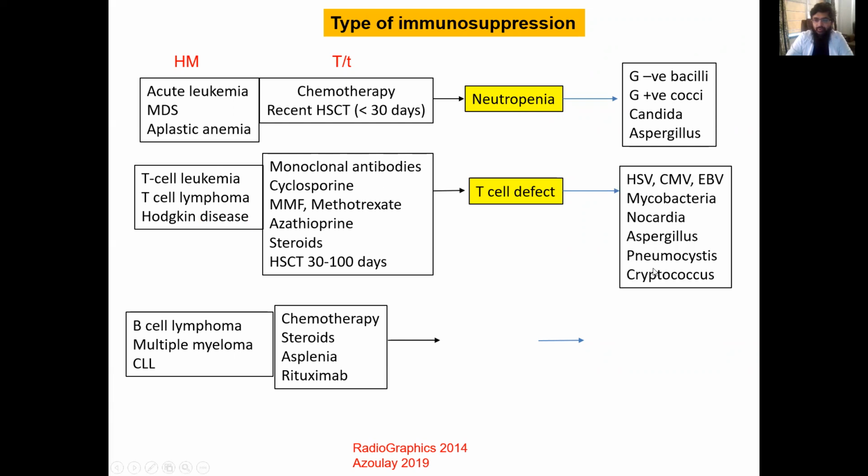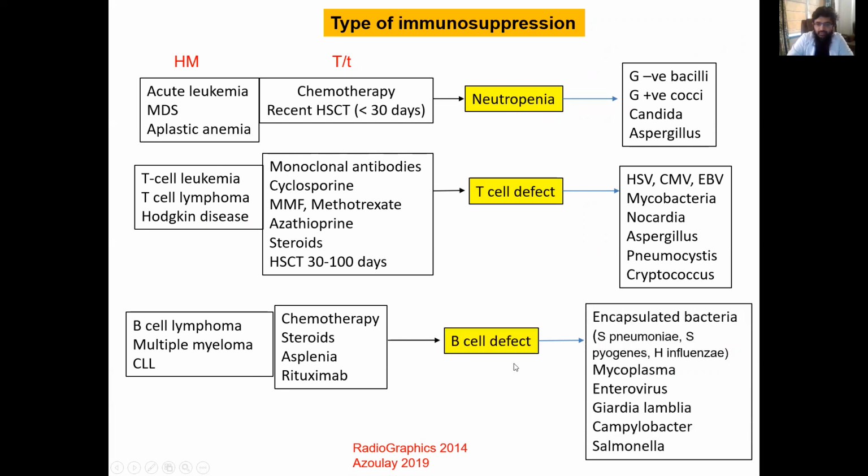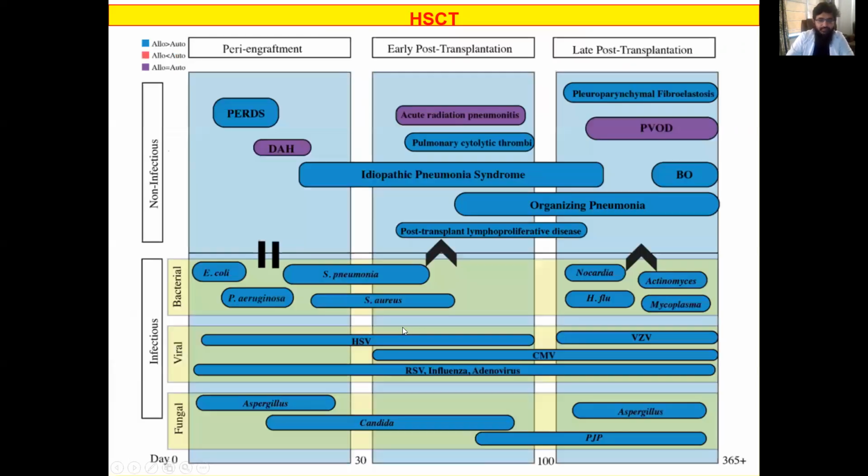viruses, mycobacteria, and opportunistic infections like Pneumocystis, Nocardia, and Cryptococcus. If it is B-cell lymphoma, or the patient is on steroids or rituximab, there's a B-cell defect, and the patient needs to be treated for encapsulated bacteria, apart from others like Mycoplasma, enteroviruses, and other viruses and parasites.